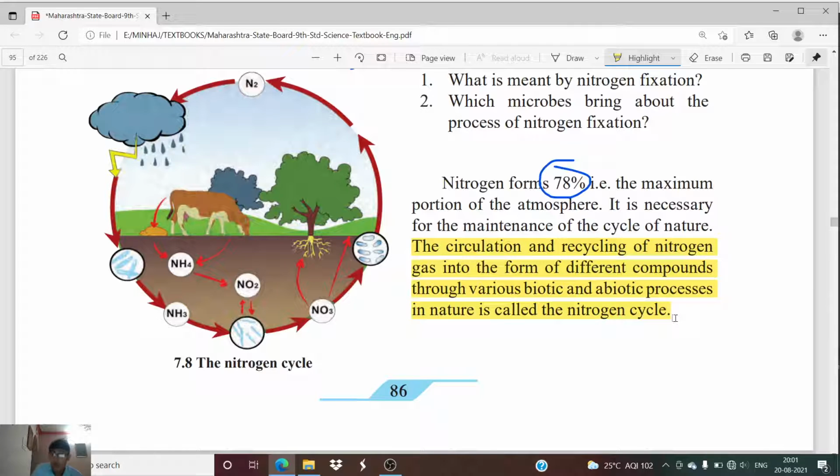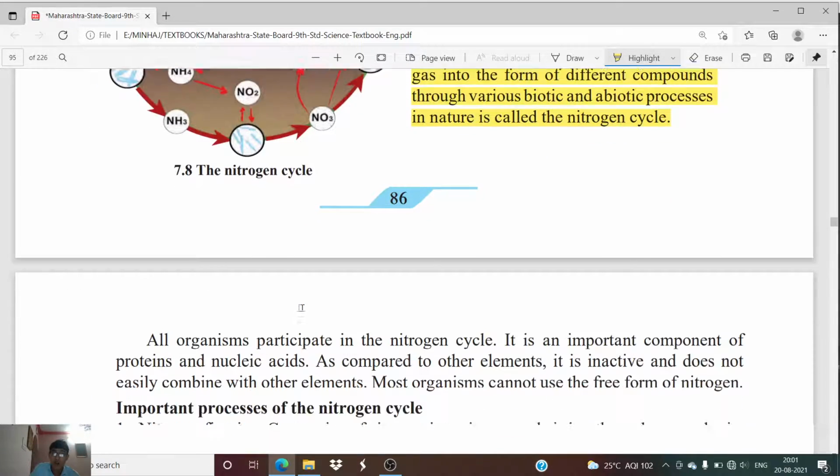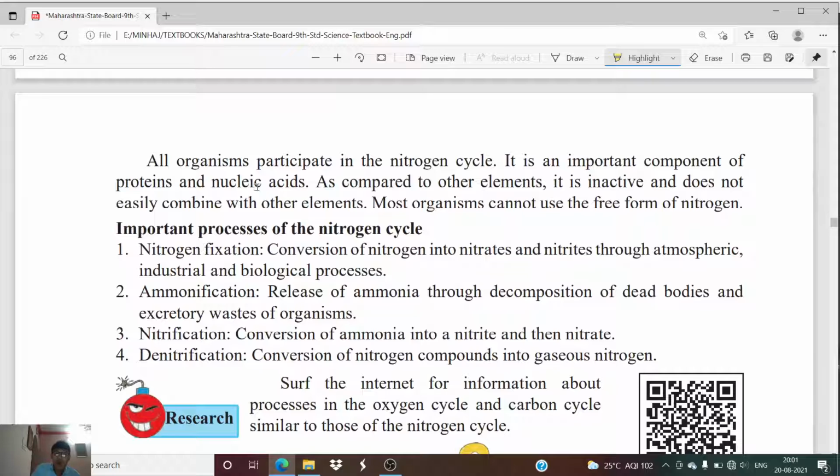So नाइट्रोजन जो है वो भी अलग अलग फॉर्म में हमें देखने मिलेगा अर्थ में. फॉर एग्जांपल अमोनिया है NH4, NH3 है, के NO2 नाइट्रस ऑक्साइड है, NO3 नाइट्रस ट्राइऑक्साइड है. So there are various forms of nitrogen, okay, which are there on the earth. All the organisms participate in the nitrogen cycle. It is an important component of proteins and nucleic acids. So nitrogen is one of the important components in proteins and nucleic acids.